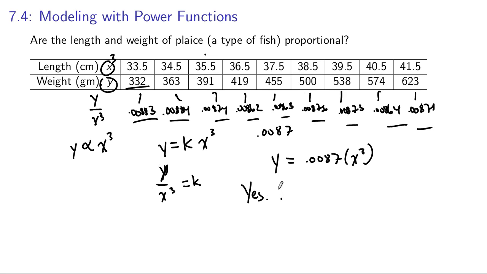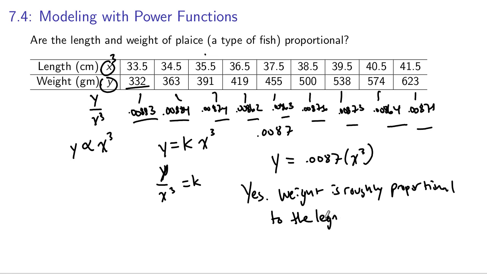Y is the weight. So the weight is roughly proportional to the length cubed. Okay, and we even have an equation to give us an approximation.